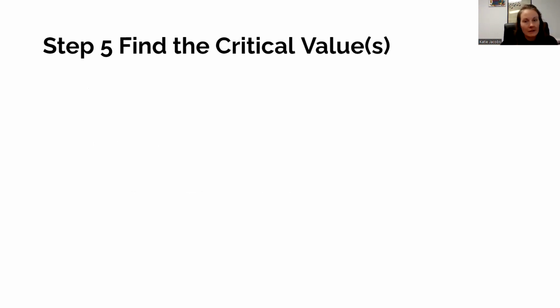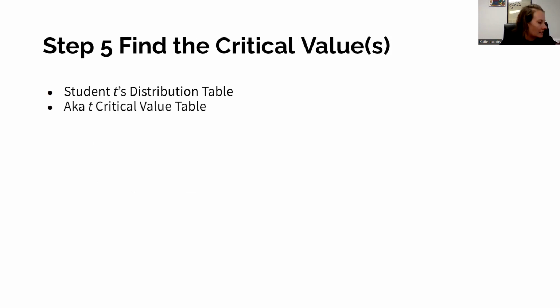All right. Step 5, then we're going to find the critical value or values. You're going to use the Student's t distribution table, which is in our module materials for this week. It's sometimes called the t critical value table. It is different than the area under the curve table. So when you print this off to be able to use it, you're going to want to label it as the t critical value table.